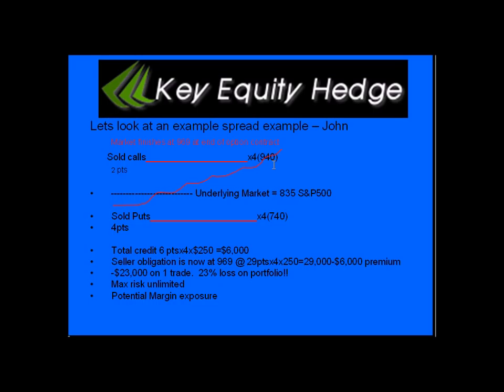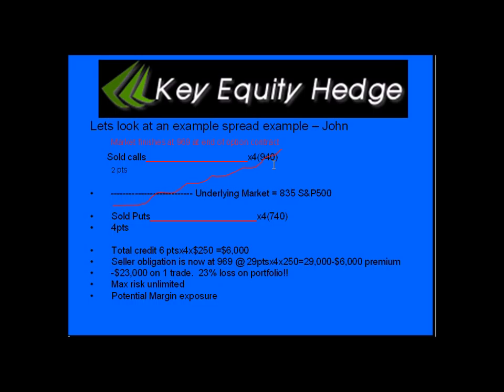So the seller, being John, because he's sold these options in the market, remember he has an obligation, he's now obligated to meet that price at 969. So what does that mean? It's actually 29 points above where his position is. So his calls are at 940, the market's at 969, so there's 29 points that he has to come up with. So 29 times 4 times 250 is about $29,000.